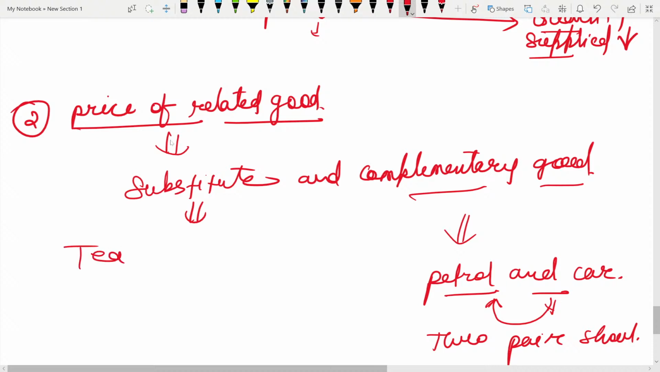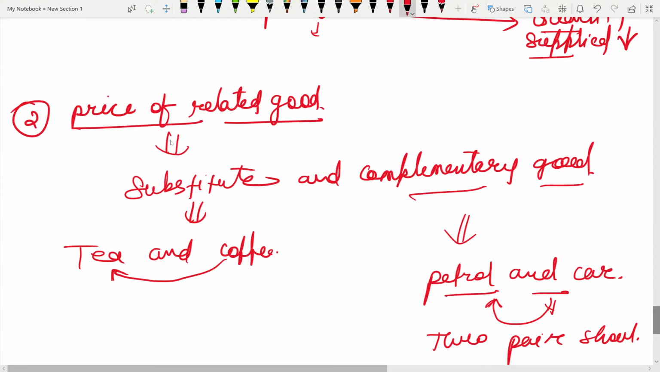Now, what are substitute goods? An example of substitute goods is tea and coffee. Let's suppose the price of coffee goes up, then the demand for tea will automatically go up. This is what substitute goods are, because people are not able to afford to buy coffee, they will definitely switch to tea from coffee. So people are just doing substitutes.